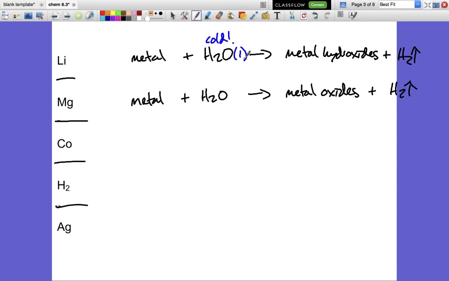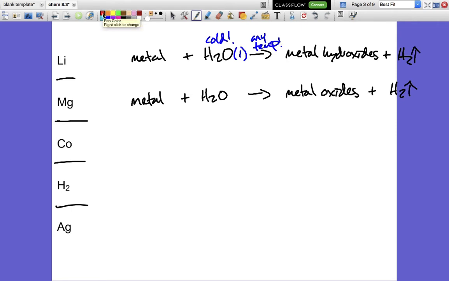I might put any temperature over the arrow. Doesn't matter if it was 2 degrees, 5 degrees, or 1,000,000 degrees, it would work no matter what. Because lithium is really, really active, it can react with any temperature of water to make metal hydroxides and hydrogen gas. Whereas magnesium is less active than lithium. So it can only react with water if water's hot, right?